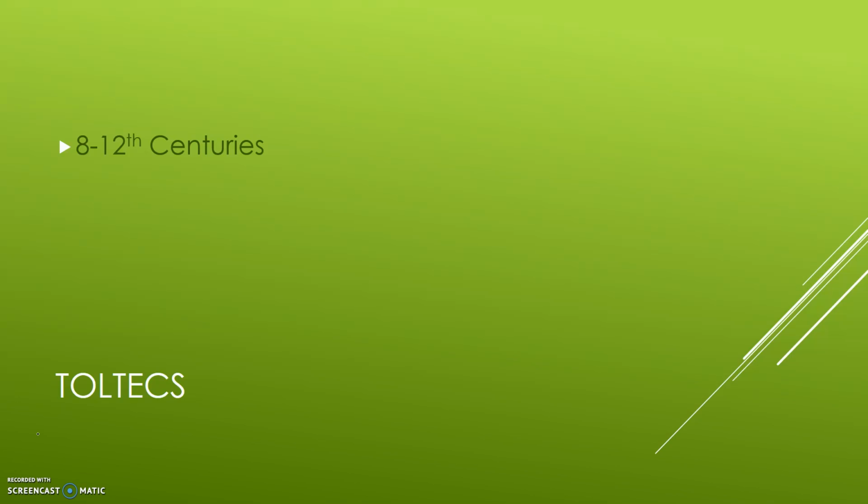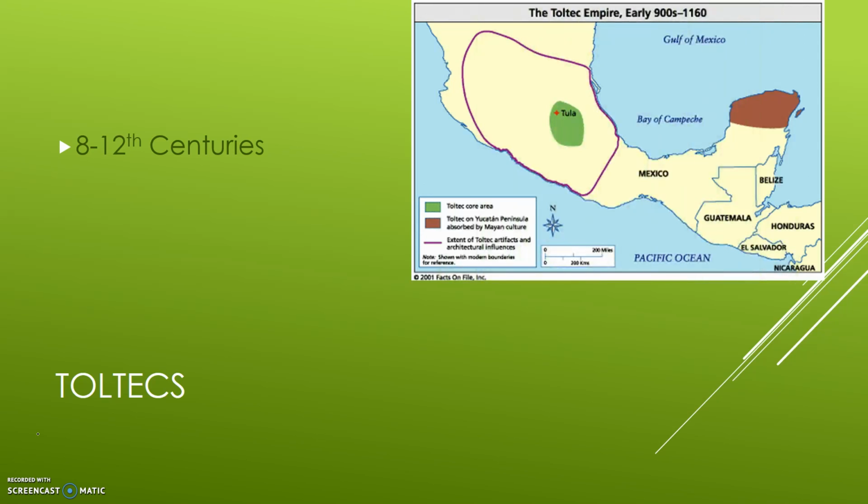They never really established a large empire, but they did have a pretty expansive influence throughout central Mexico, right? You see the core area here in green, and the purple line showing the extent of Toltec artifacts and architectural influence. They also regularly traded with the Maya, who were here on the Yucatan Peninsula, so you did have a connection between the two sides. The Maya were prominent on the Yucatan Peninsula around the same time.